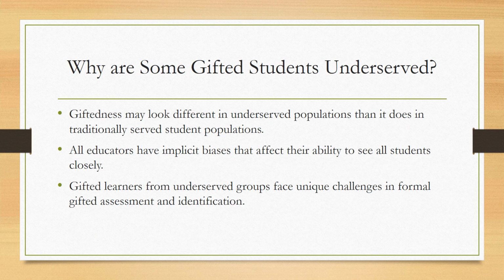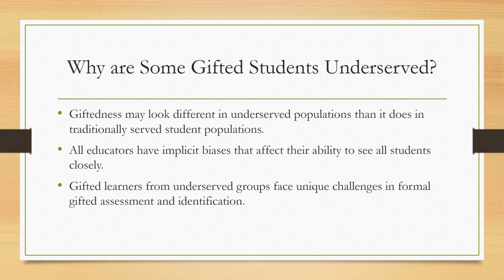So let's get into why some gifted students are underidentified or underserved. If we think about what we all think giftedness looks like, typically we think about students who are a certain way. And you might be thinking, for example, a student that's very highly organized and very motivated. But gifted may look different in different populations, and especially in underserved populations, than it does in traditionally served student populations. This might be for a number of reasons.